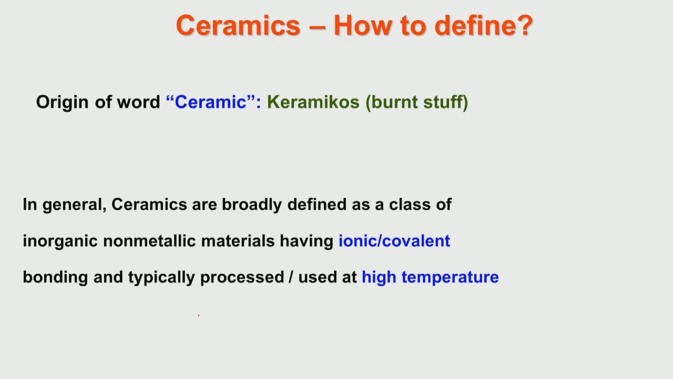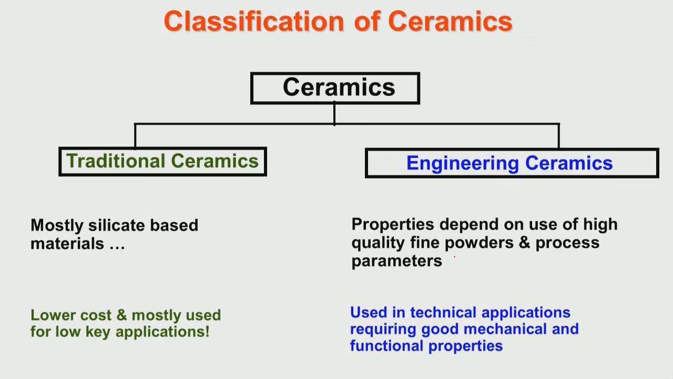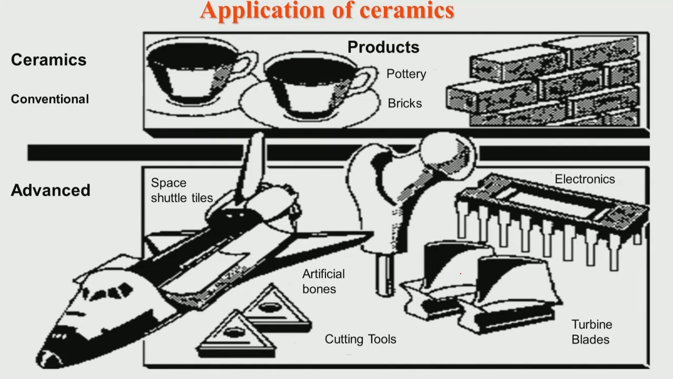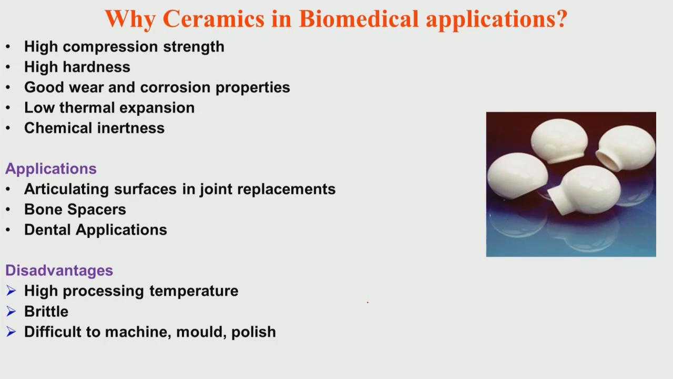So, this is a formal textbook type of definition of ceramics. Engineering ceramics are broadly defined as a class of inorganic non-metallic materials. They have a combination of ionic and covalent bonding, and typically are processed at high temperature. There are two broad classifications, engineering ceramics and traditional ceramics. Engineering ceramics depend on the use of high quality fine powders and process parameters, and they are used for a variety of applications, right from special tiles to artificial bone structure, which we will discuss more and more in this course.